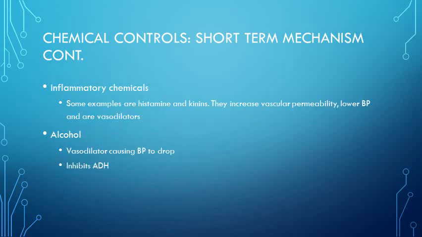There are two more chemical controls: inflammatory chemicals and alcohol. For inflammatory chemicals, some examples are histamine and kinins. They increase vascular permeability, lower blood pressure, and are known as vasodilators. Alcohol is also a vasodilator, causing blood pressure to drop, and it inhibits ADH.